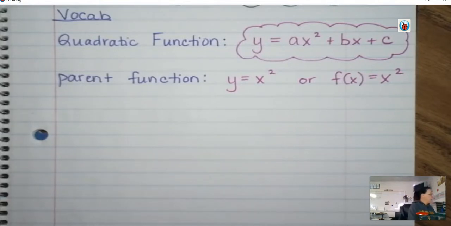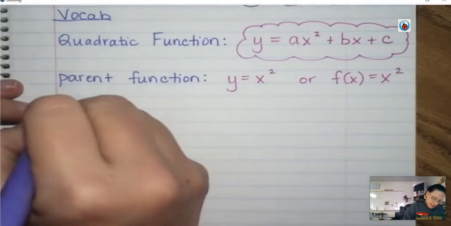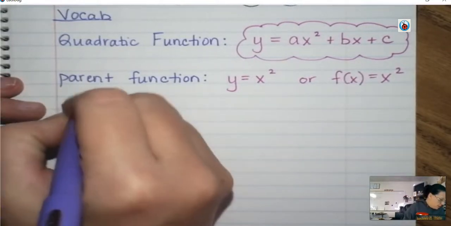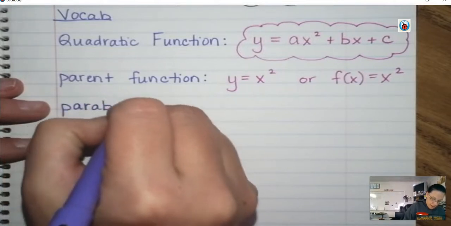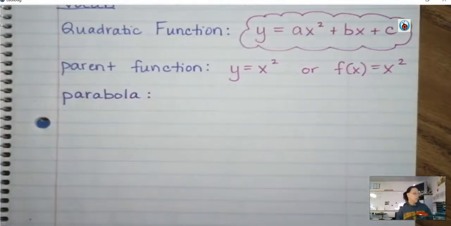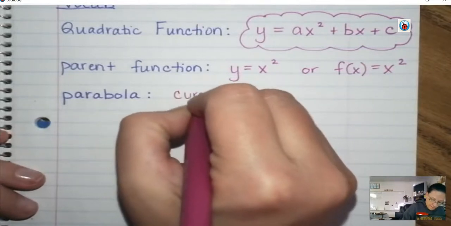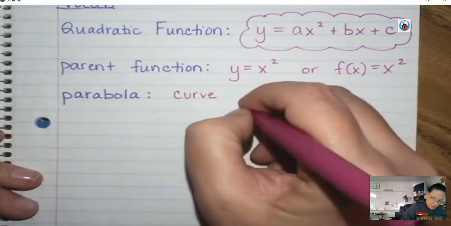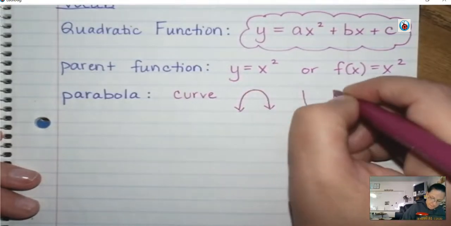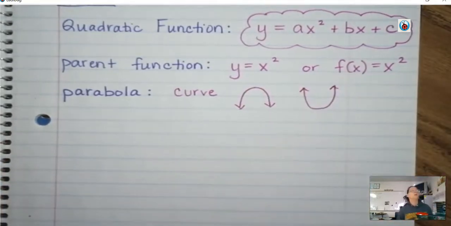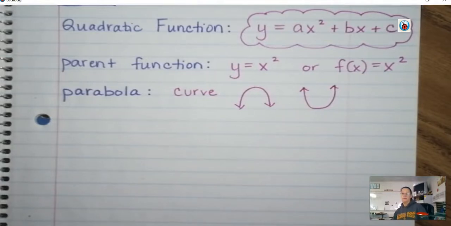Okay, next one is parabola. P-A-R-A-B-O-L-A. Parabola. It is the curve of this graph. It's the shape of this graph. It's called a parabola.